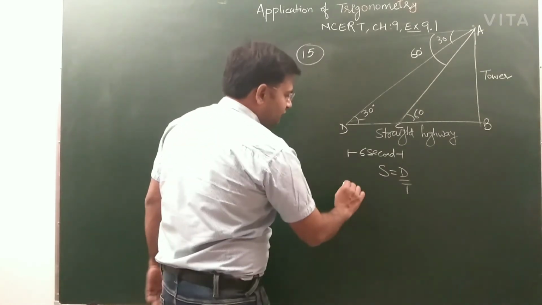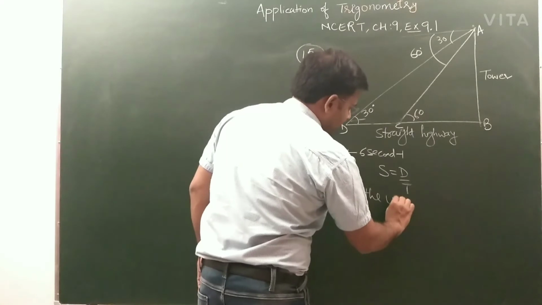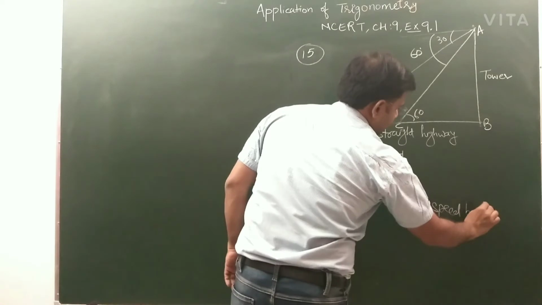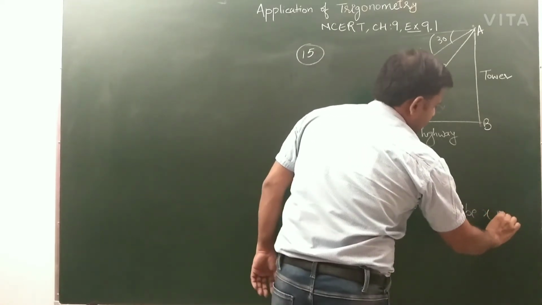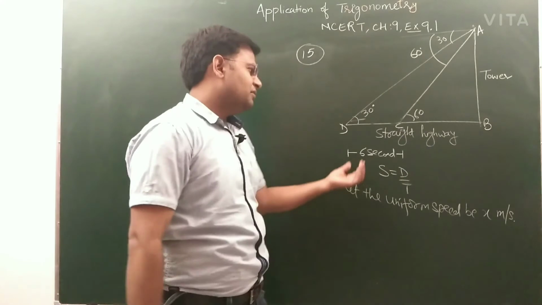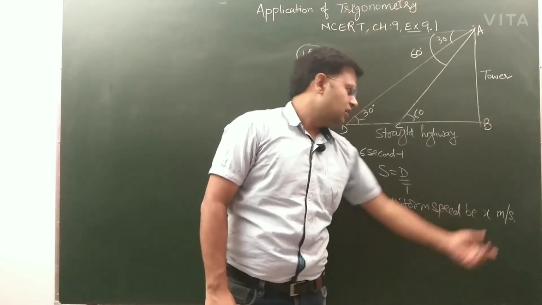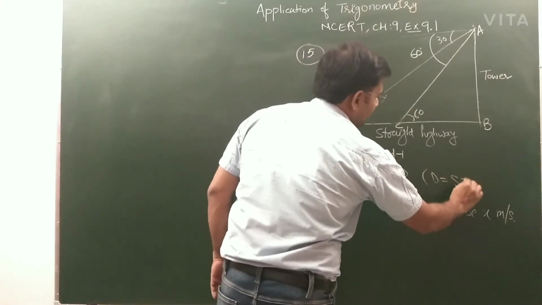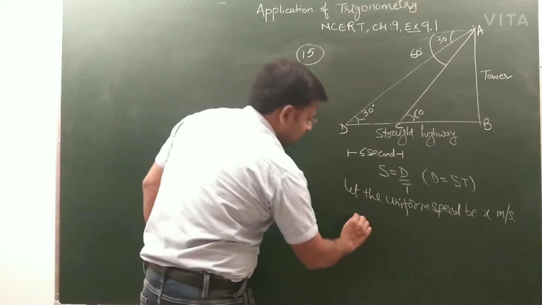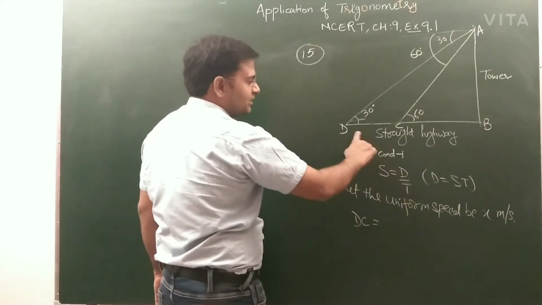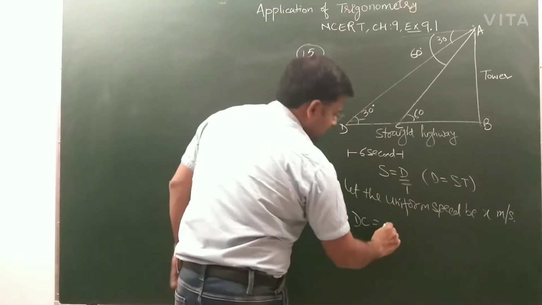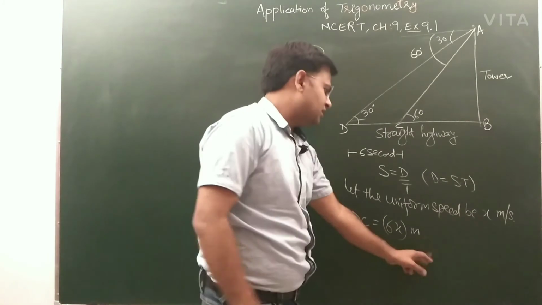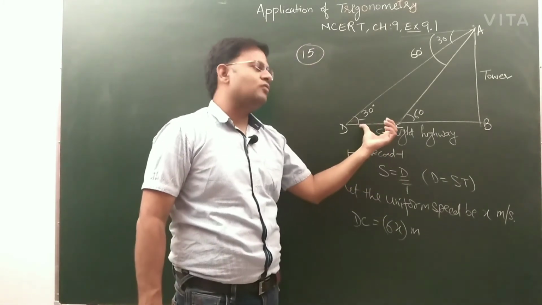So we can start from here. Let the uniform speed be x meter per second, because everything is given in seconds, so better we start with x meter per second. So the distance formula will be speed into time. We can say that DC, because speed is x and the time for DC is 6 seconds, DC will be 6x meter.